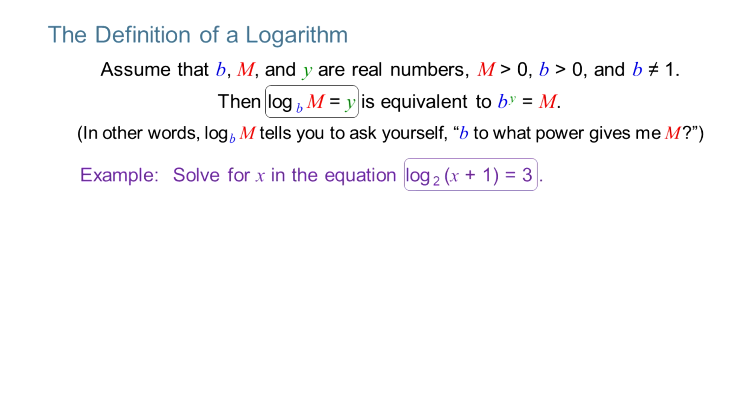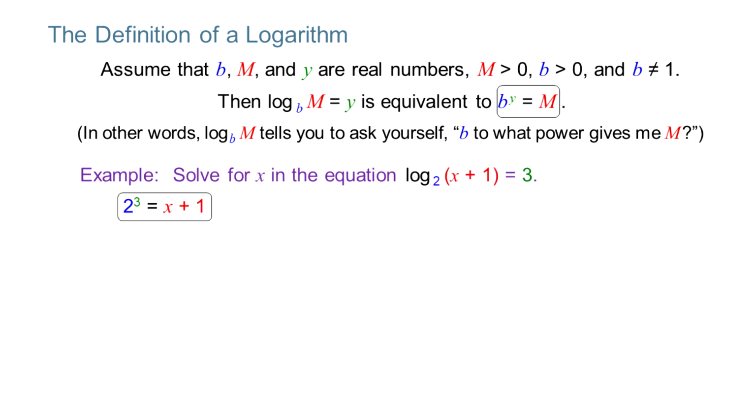To solve for x in the equation you see here, I will start by writing the equation in its exponential form. Next, I will note that 2 to the 3rd power is equal to 8, and then I can subtract 1 from both sides of the equation. As you can see, this gives me a solution of x equals 7.